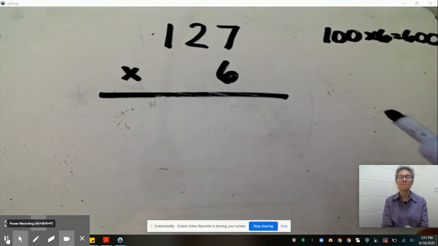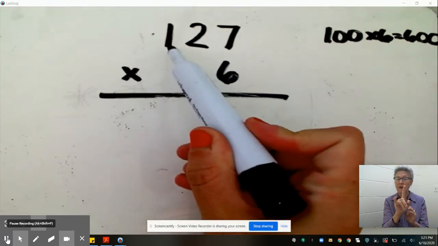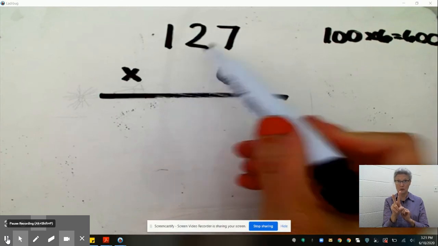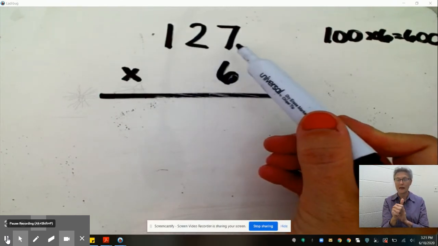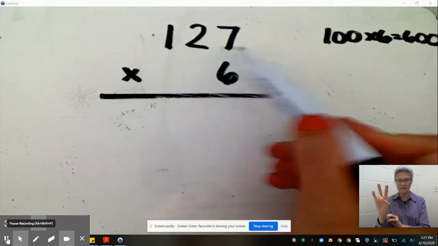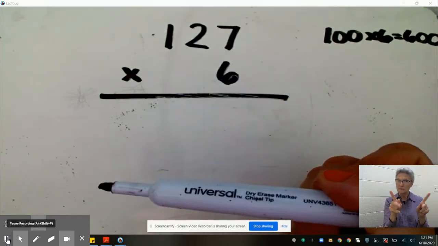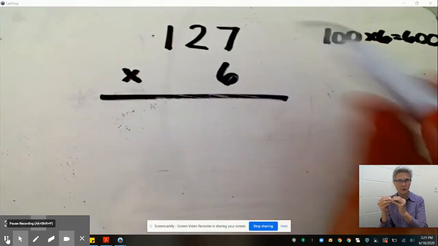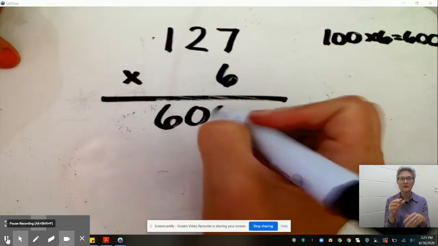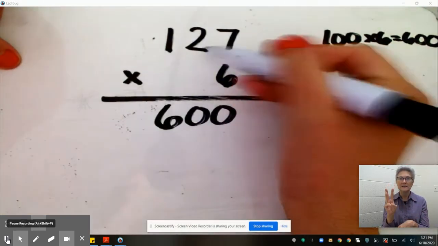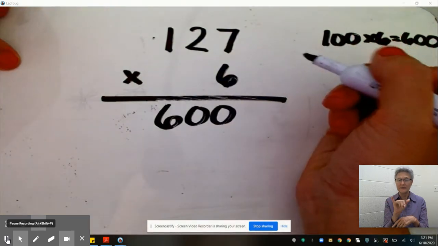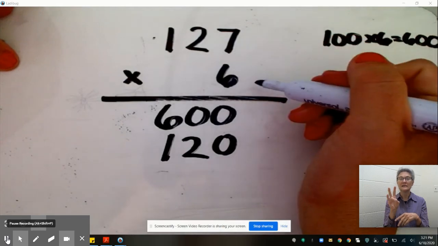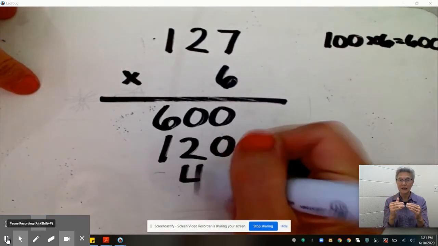Looking at the number 127, this 1 here isn't a 1, it represents 100. This 2 represents 20 or 2 tens, and this 7 is 7 ones with a value of 7. So I'm going to break this apart by its place value position and its value and multiply it by my other factor. So 100 times 6 is 600. 20 times 6 is the same as 2 tens times 6, which is 120. And then I have 7 ones times 6, which is 42.